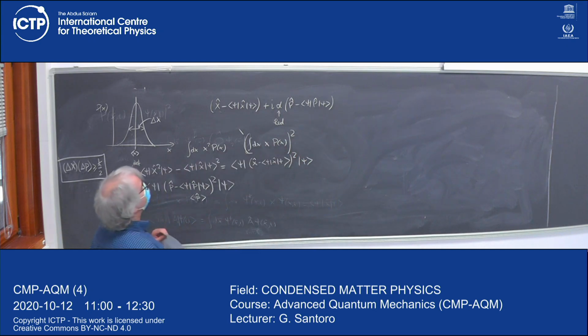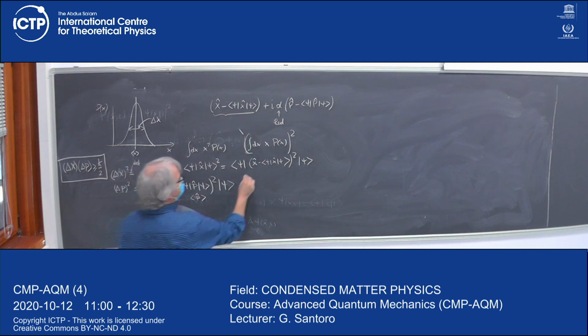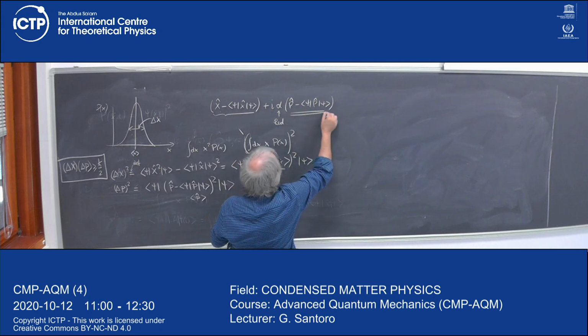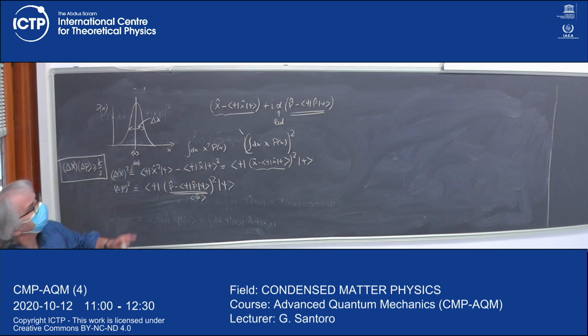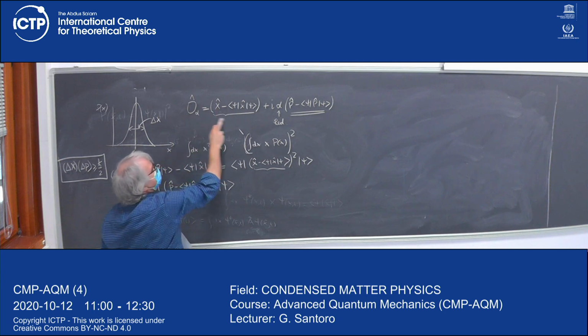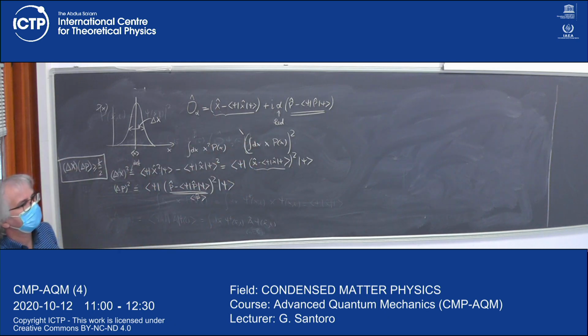So you see immediately that this object here is what I have in this definition, and this other object here is what I have in this definition, but squared. Here I go, squared. This is an operator. I call it O alpha. Alpha is a parameter, a real number. All right? Very good.